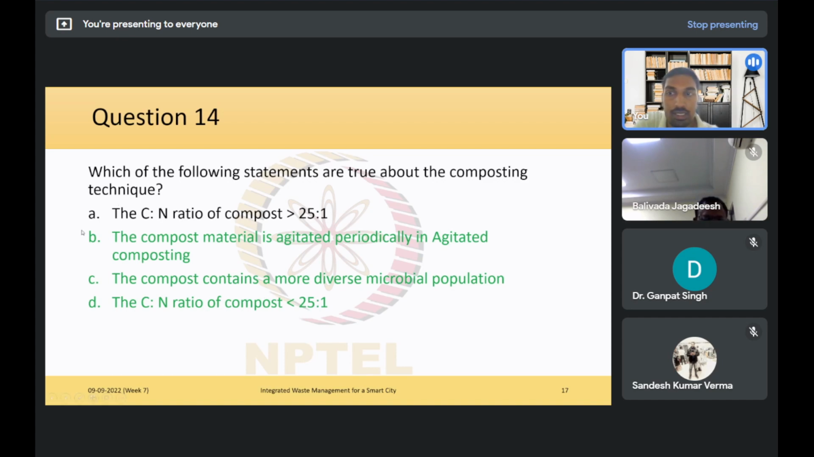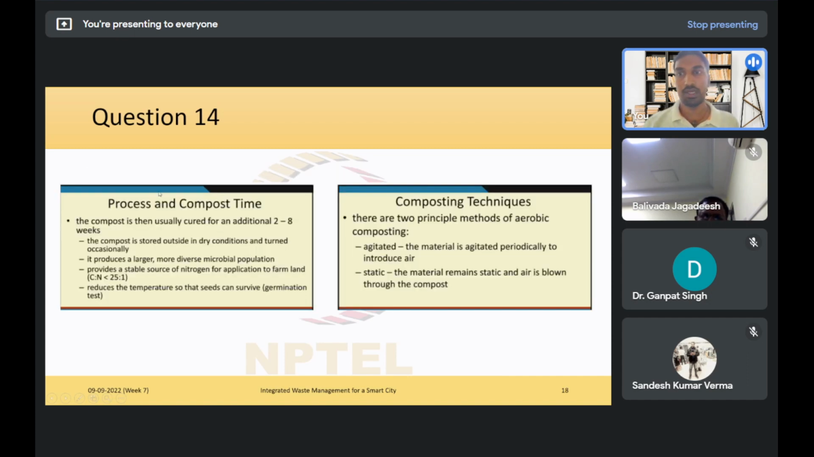So all the three, B, C, and D, are true statements, right? We don't need a high carbon to nitrogen ratio, so option A will become false. So we looked at this when we looked at the composting process. Once the compost is done, through whatever process, it is cured for a further period of time, and during this period all these conditions occur.